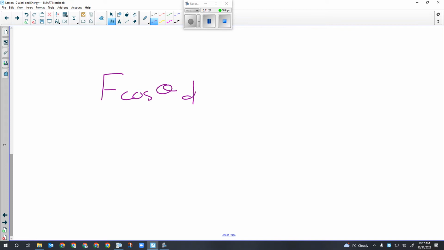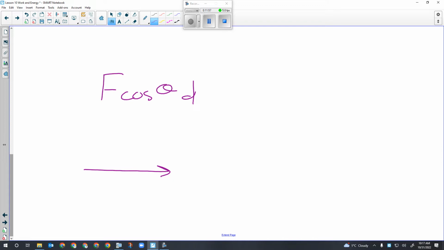F cos of theta times d. Okay? If I exert a force this way and the object moves that way, what's the angle between the force and the displacement? 0. What's the cos of 0? It's basically whatever the force was. 1. The cos of 0 is 1. Okay? Therefore, F times 1 times d.